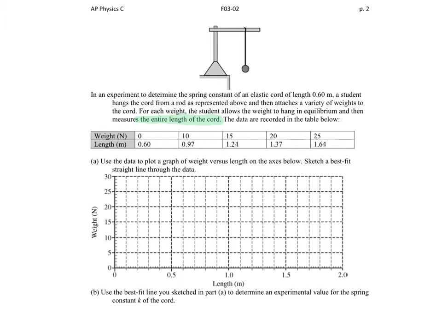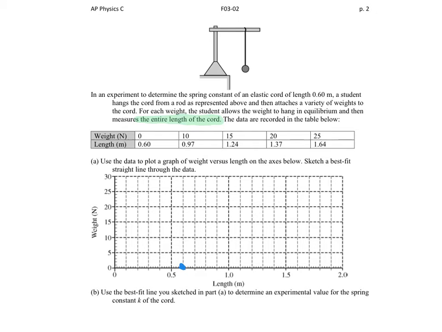All right, they give us a data table, and then they say in part A, use the data to plot a graph of weight versus length on the axis below. Sketch a best fit straight line through the data. So this is relatively easy, probably not worth a lot of points, but let's see. The weight is 0 and the length is 0.6, so each major tick looks to be 0.1, so like that.